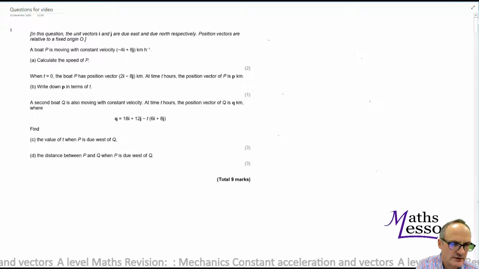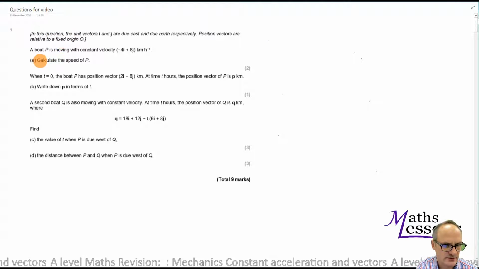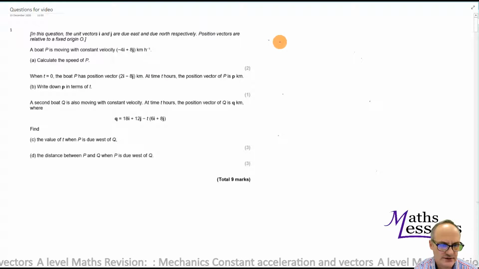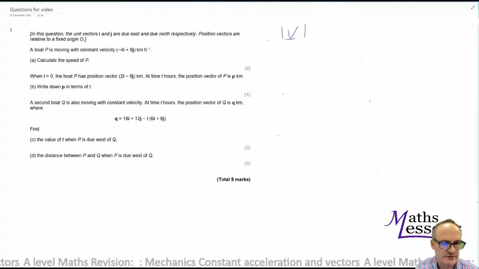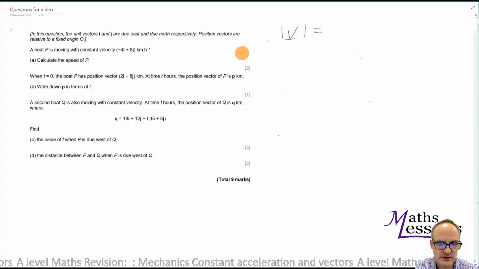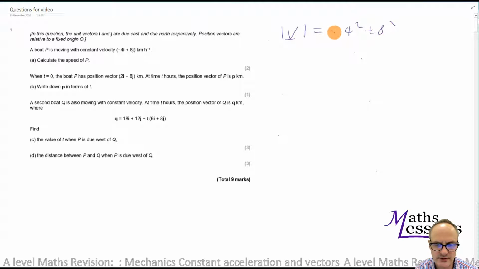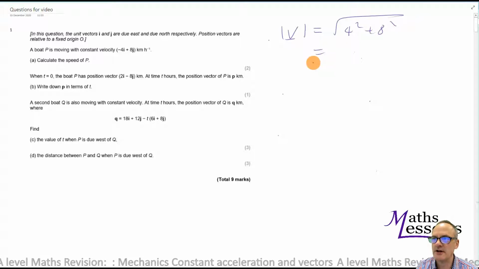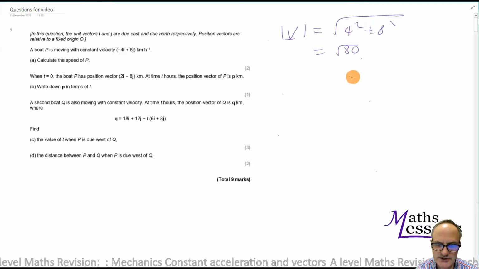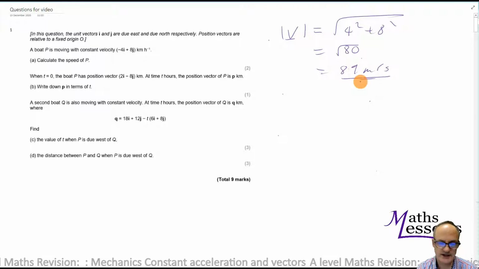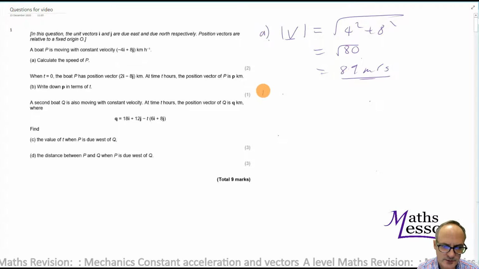Right, so here we go. We're going to look at this question, and the first thing we've been asked to do is calculate the speed of P. So the speed of P will be equal to the magnitude of the velocity, which is the square root of 4 squared plus 8 squared. And that comes out to be the square root of 80, which is equal to 8.9 meters per second. So that's part A.